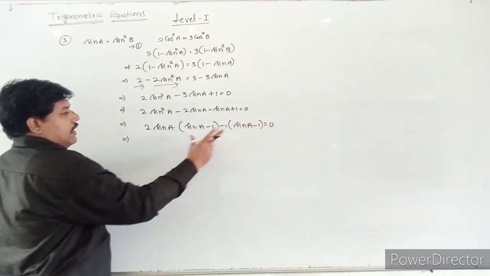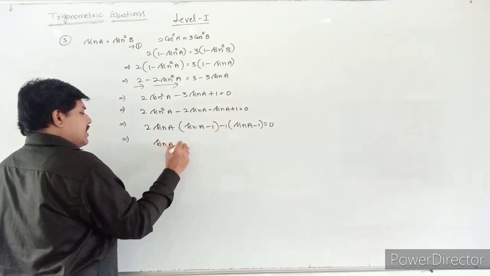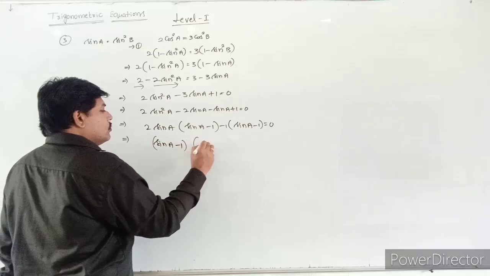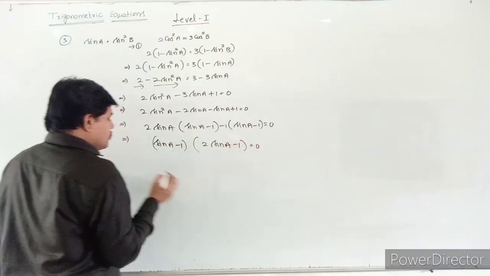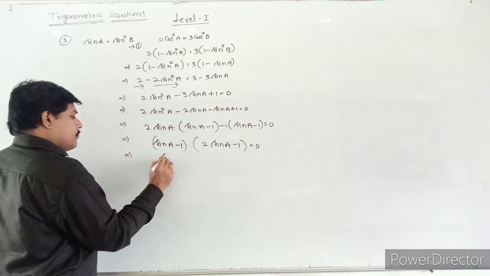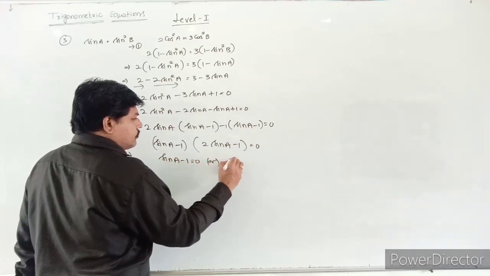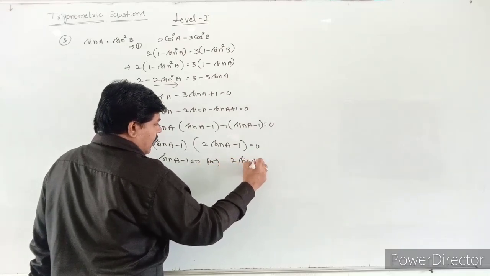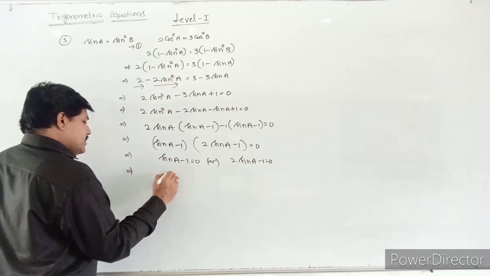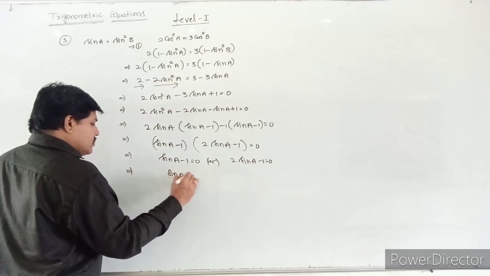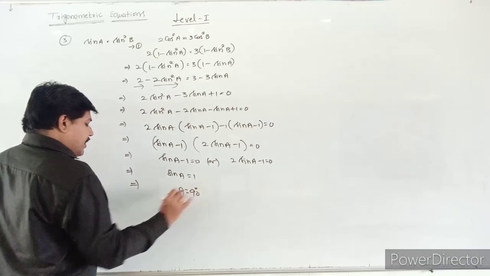So in both cases you have sin A minus 1. So I will take sin A minus 1 into 2 sin A minus 1 is equal to 0. That implies sin A minus 1 equal to 0 or 2 sin A minus 1 is equal to 0. That implies sin A is equal to 1, so A is equal to 90 degrees.